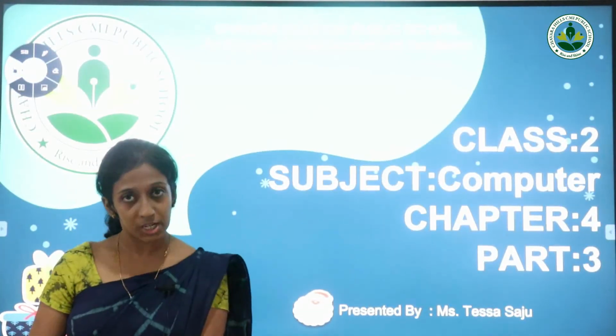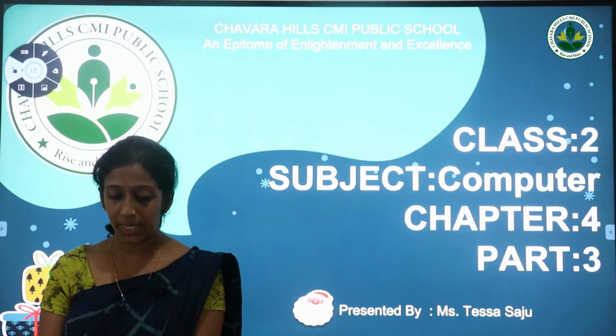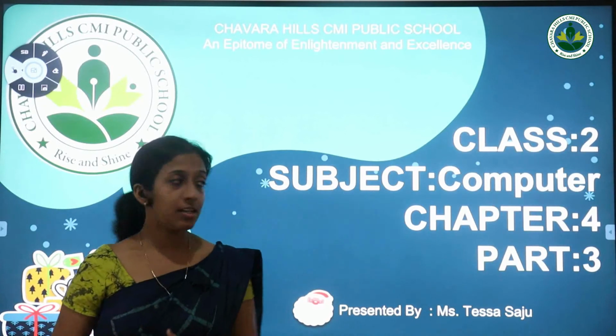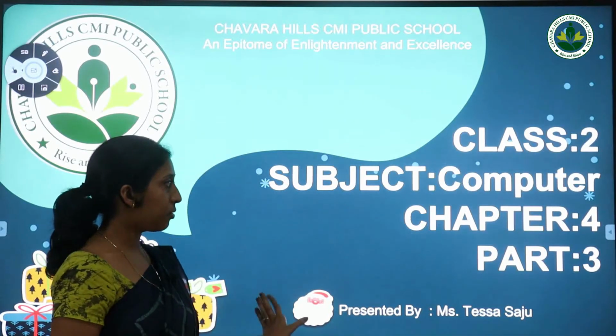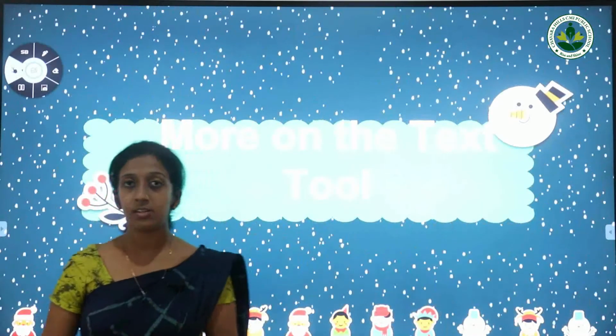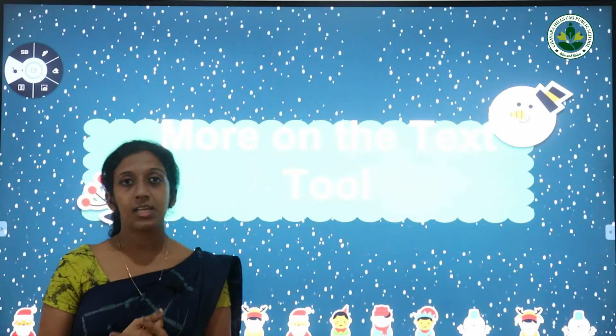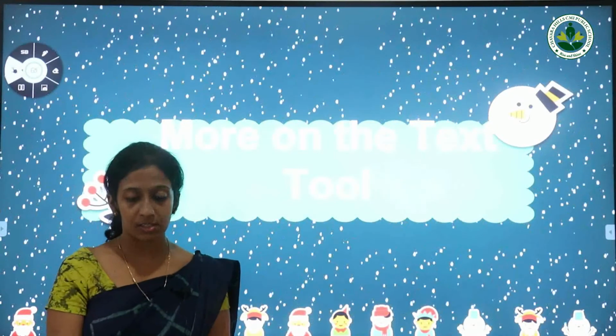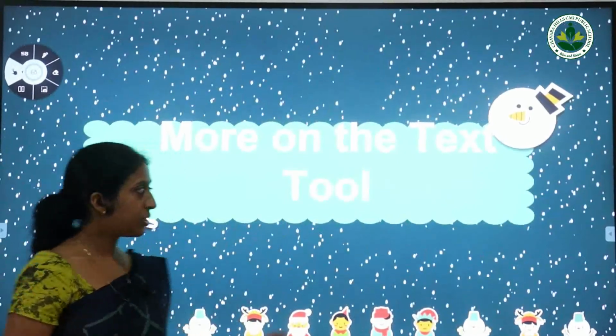Today we are going to continue our chapter on paint, that is the fourth chapter, exploring MS Paint. In the previous classes we have learned how to select an image, then about the clipboard group, and last class we learned about the image group. Today we are going to learn more about the text tool.